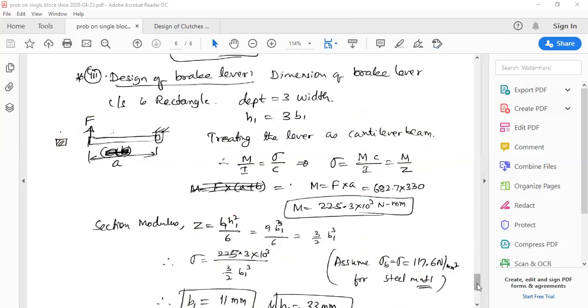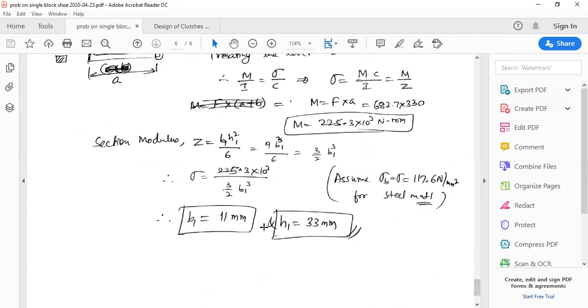So once you calculate the value of B1 and H1, B1 is equal to 11 mm and H1 is equal to 33 mm. Here you have to assume the material for the lever as C40 steel and refer to Appendix 1, page numbers 463, 464. Note down the sigma y for C40 steel, assume a factor of safety of either 2.5, 2.8 or 3, and get the value of sigma, that is 117.6 here. Substitute in the LHS, get the values of B1 and H1.